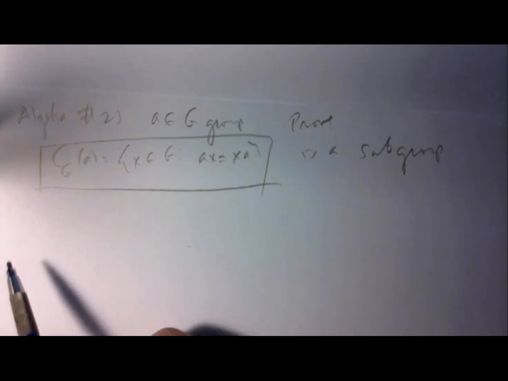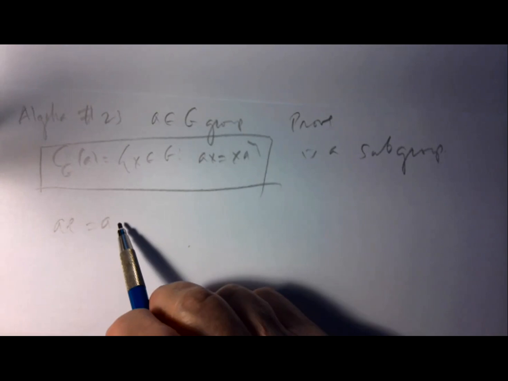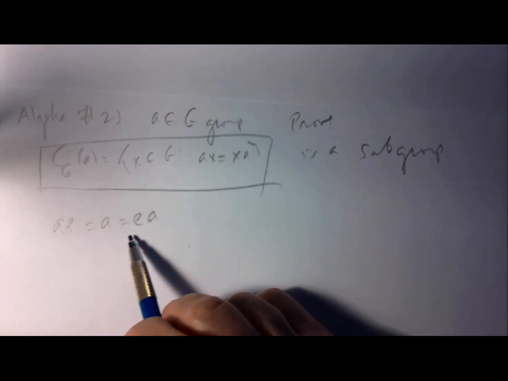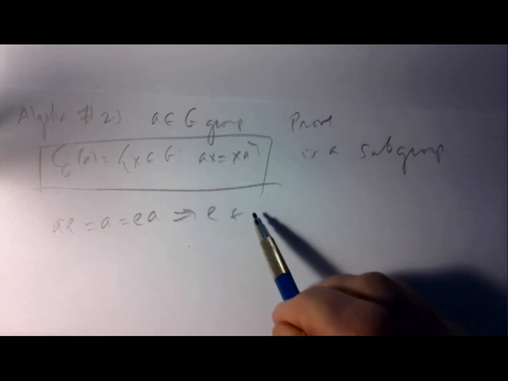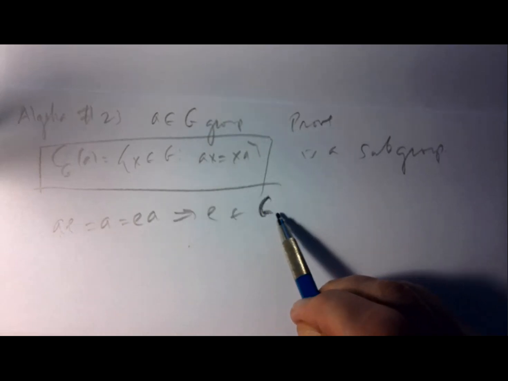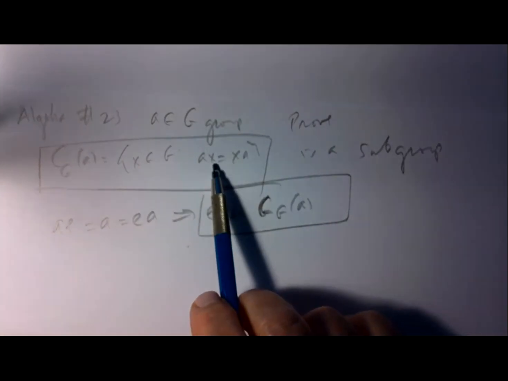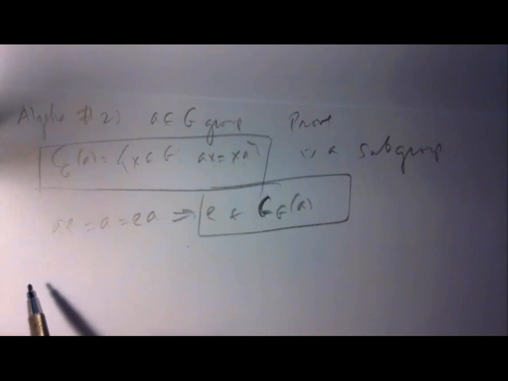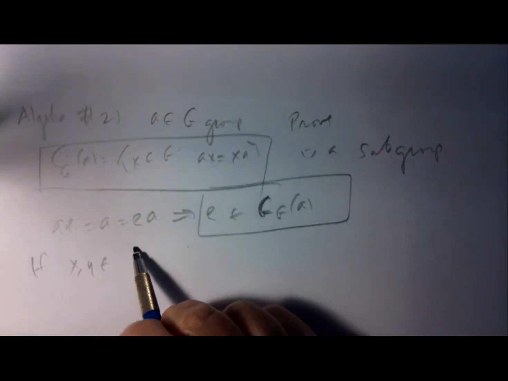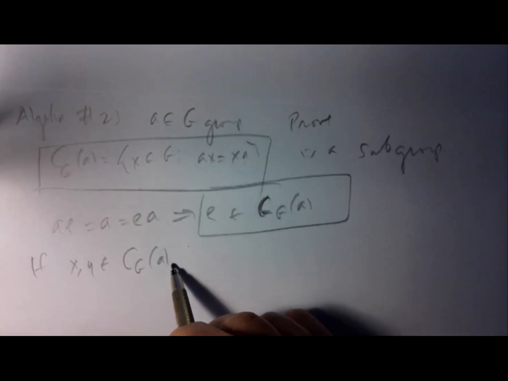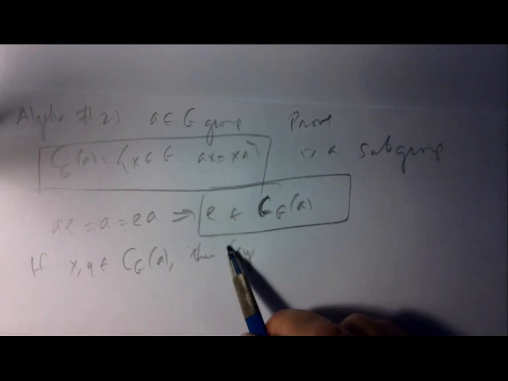So for example, if you take A times the identity, that's A, and the identity times A is A, so E commutes with A, so E is in the centralizer because the identity commutes with A. And if X and Y are two elements in the centralizer, then what can we say about X times Y?